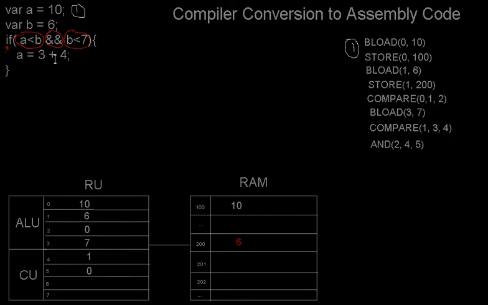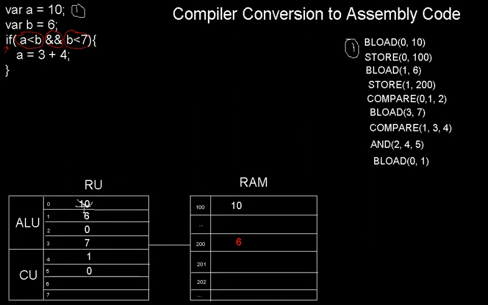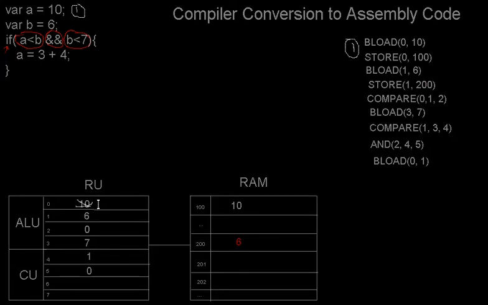So since we're going to be comparing to register 0, right now we don't have the value 1, which is what we want to ensure. So we'll have to load the value 1 into register 0. Now what happens here is this one gets replaced. So we no longer have that 10, and instead we have the value 1.